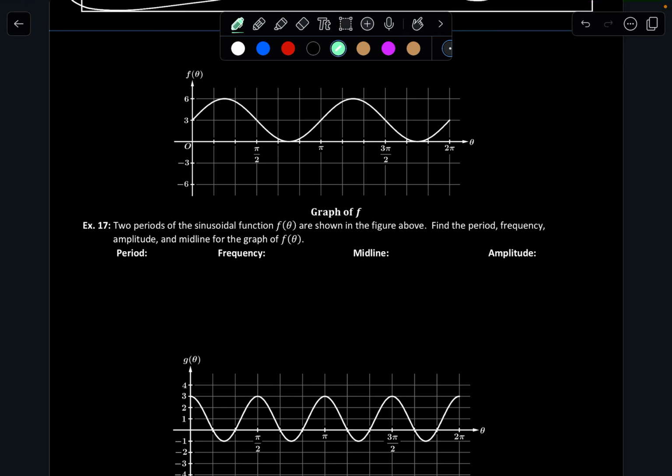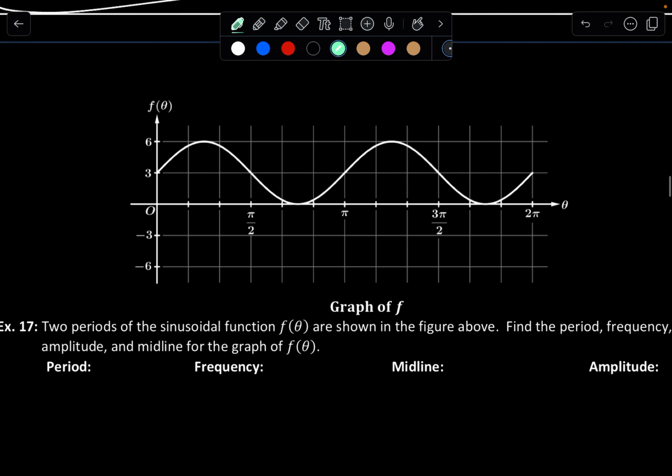So two periods of the sinusoidal function f theta are shown in the figure above. Find the period, frequency, amplitude, and the midline of the graph. Okay, so now first let's look at the period.